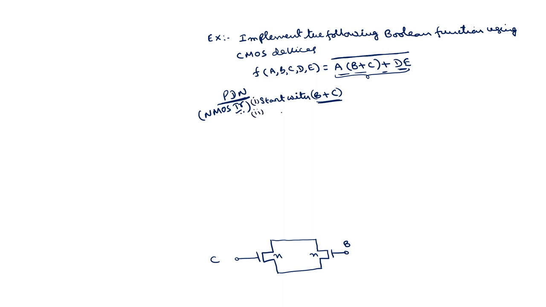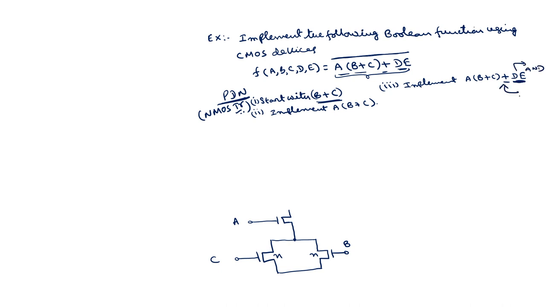Then you implement A into B plus C. So for this B plus C, A is AND operation, so we have to connect A in series with B plus C. Then implement A into B plus C plus DE. Plus means OR operation, this DE will be again in series, because D and E here the operation is AND operation. Here the operation is OR operation.